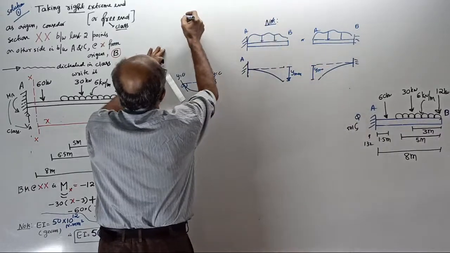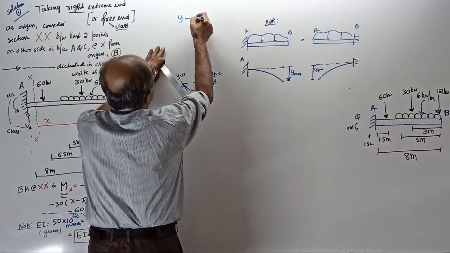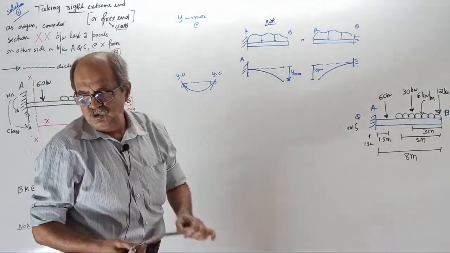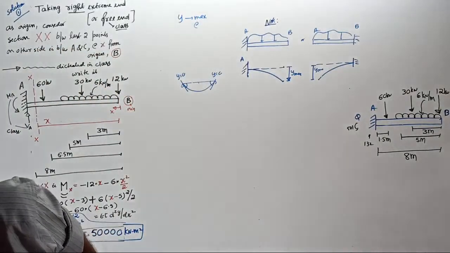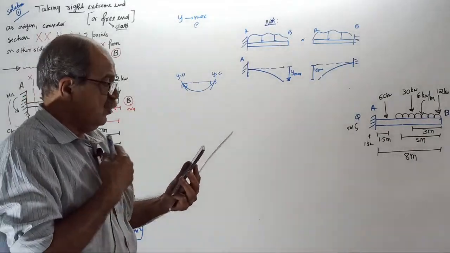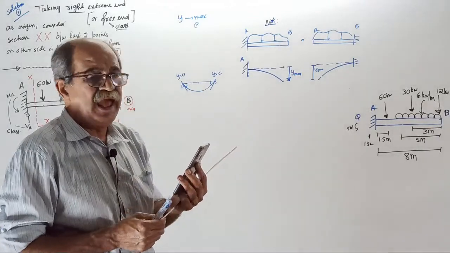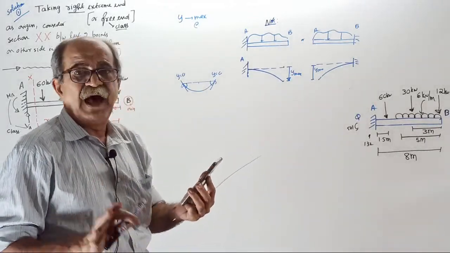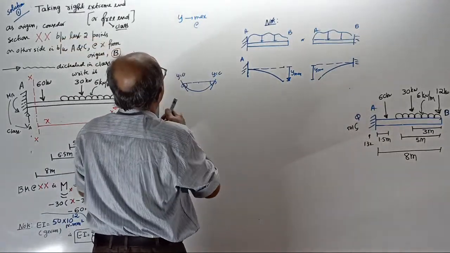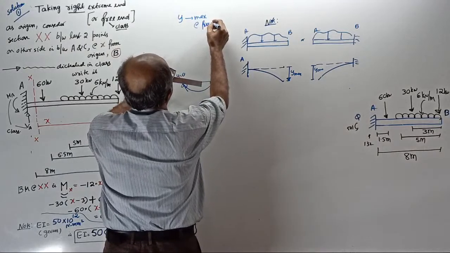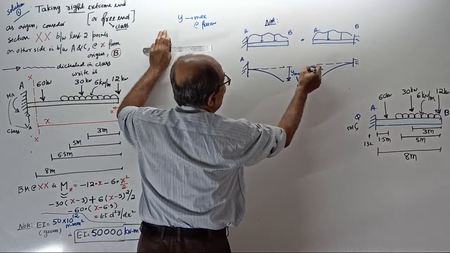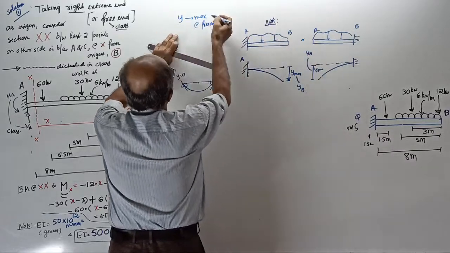So, under normal case, you can tell Y will be maximum, tell me, at which end? Don't tell AB. Do not tell AB like that. Tell where? Y will be maximum at where? Don't learn A, B, C, D by heart. See, Y will be maximum at the free end. That is, here your Y max will be Y at B. Here Y max will be Y at A, or in general at the free end.